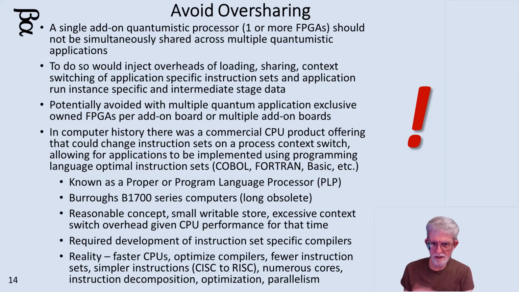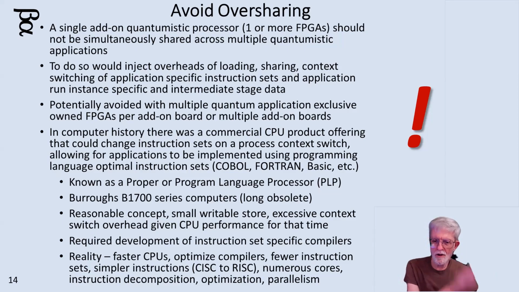Every time you context switch from one application to another, you could literally redefine the instruction set. Burroughs, their B1700 series computers, long obsolete, was a good example of this. They thought that because they could rewrite the instruction set as you change from one software application to another, you could write, let's say, a program in COBOL or Fortran or BASIC or whatever, and then the instructions that it uses would be very optimal for that particular programming language.